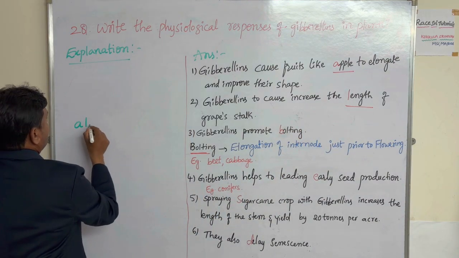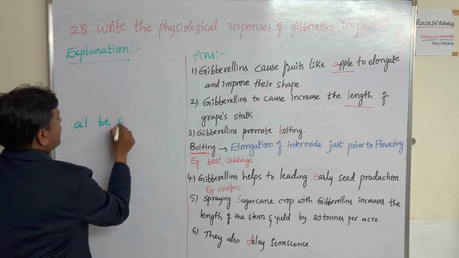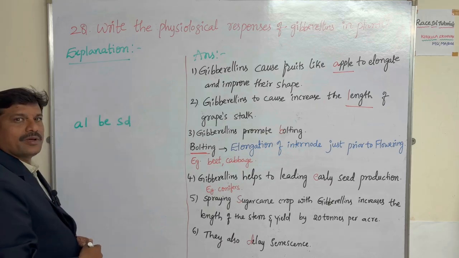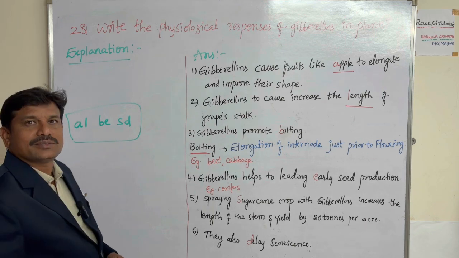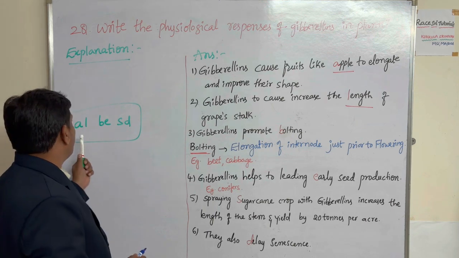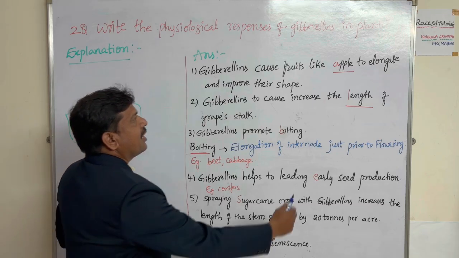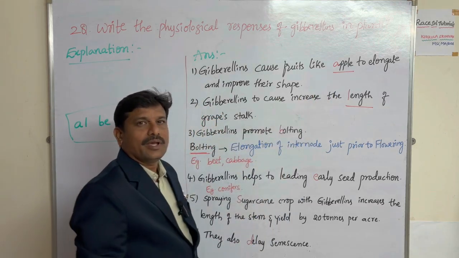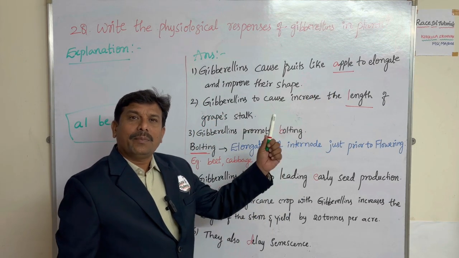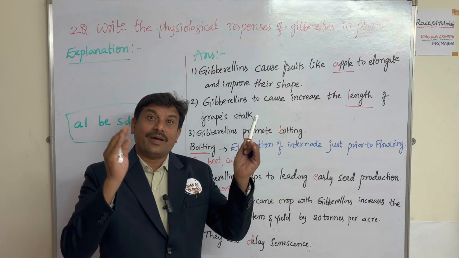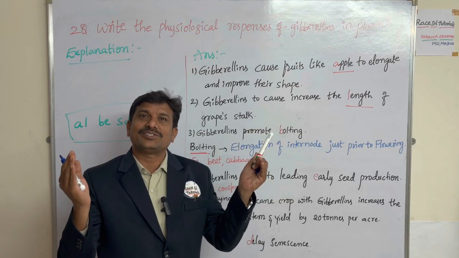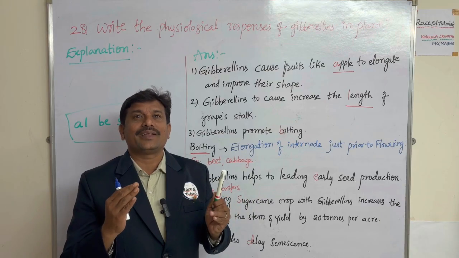A, L, B, E, S, D. Finish. What, sir? If you know this code, you can write everything on this. How, sir? So what does A mean? Apple. A for apple. Sir, an apple looks very small, which is not good. If it elongates along its shape, then it is good and tasty.